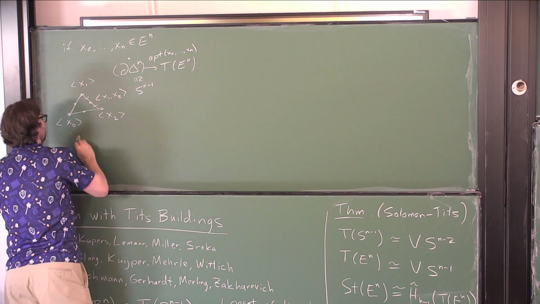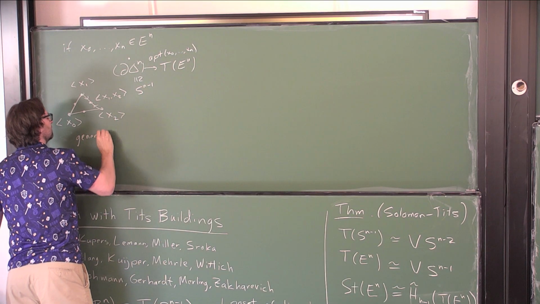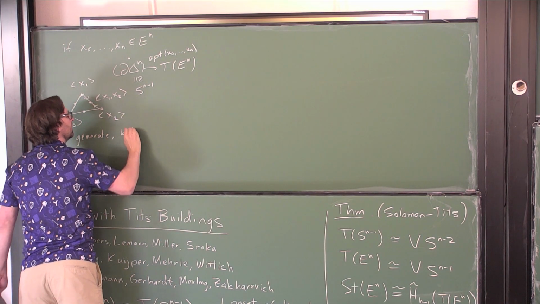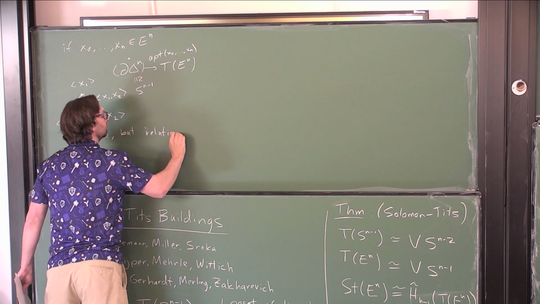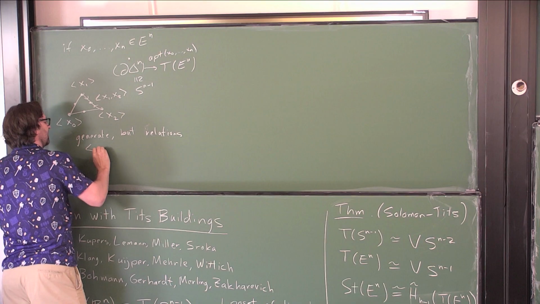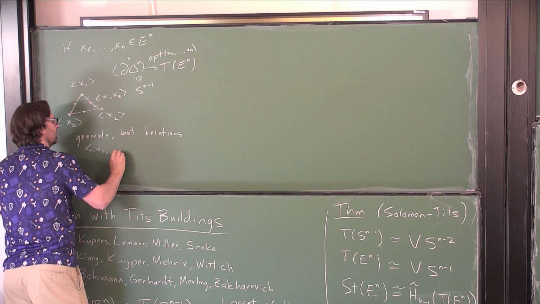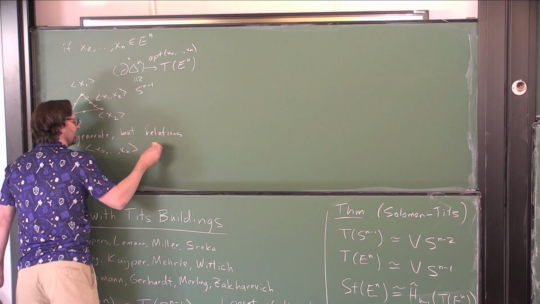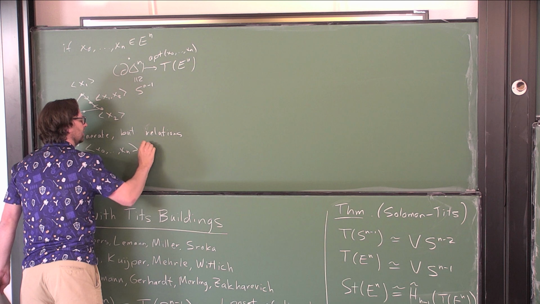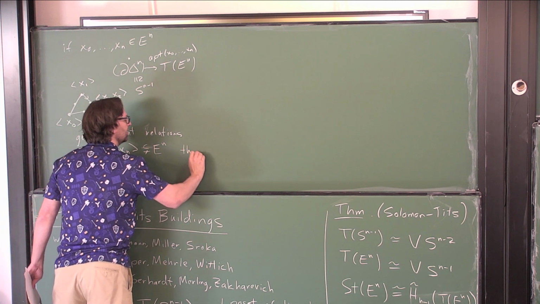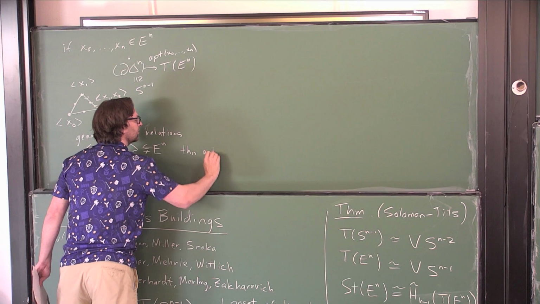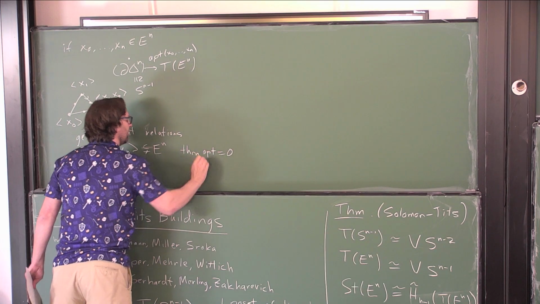So these generate, but you also have relations. One relation is that if the affine span is, if they're somehow not affinely independent, so if the affine span is not all of En, then the apartment has to be 0. So you just kill all of those.